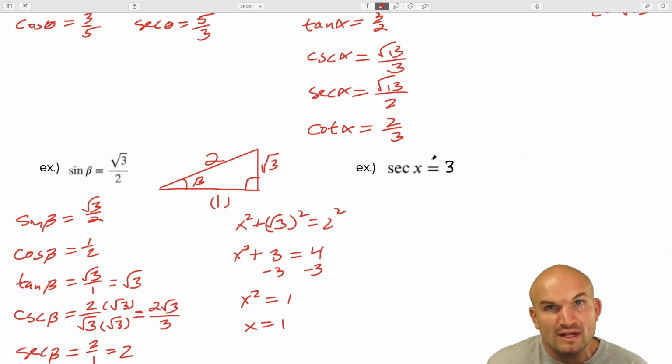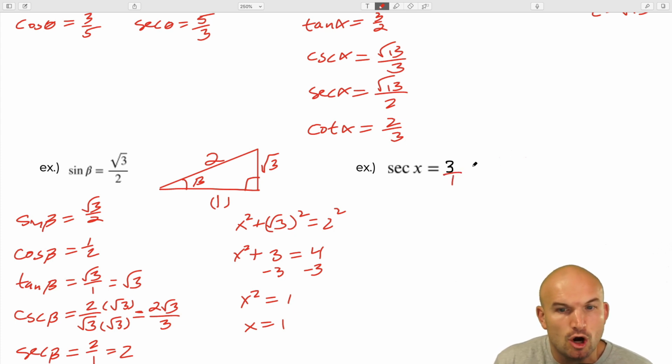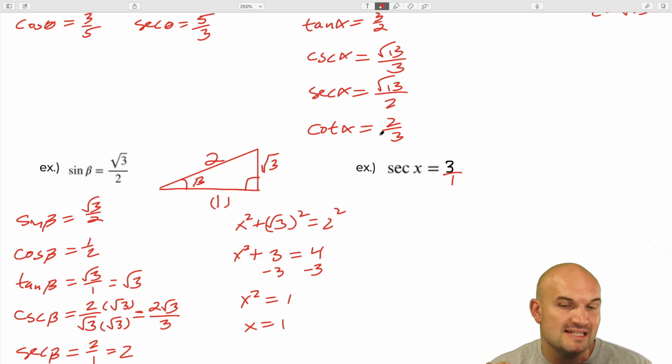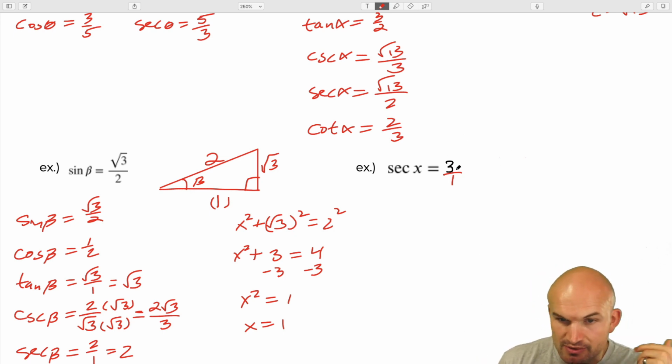What are you comparing what to what? So what we want to do is write this as a fraction. How can you write 3 as a fraction? Well, remember, we can always write a number over 1. So now you can see that the hypotenuse, because secant is hypotenuse over adjacent. How big is the hypotenuse compared to the adjacent side? You can see that this ratio is going to be 3 to 1.